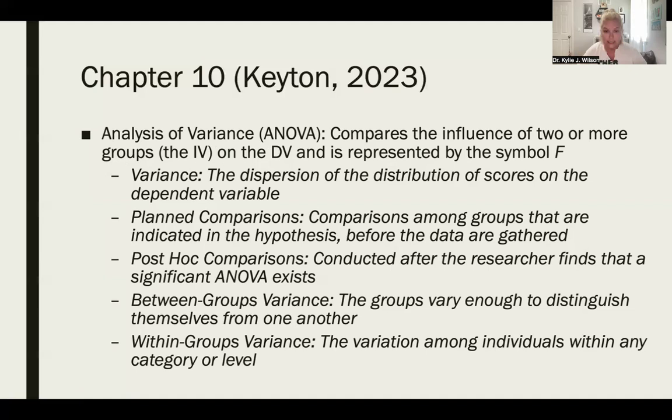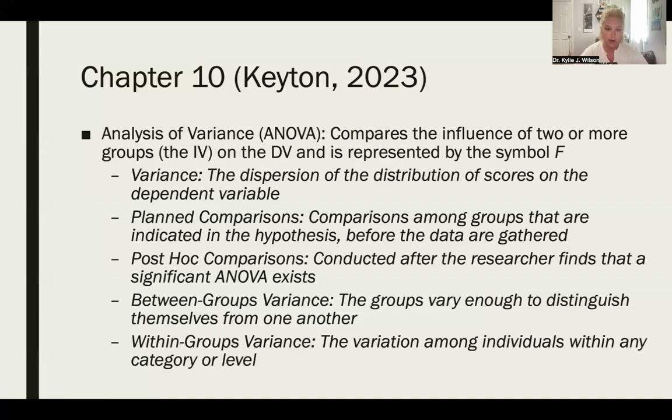We have planned comparisons. These are comparisons among groups that are indicated in the hypotheses before the data is gathered. So a planned comparison, I'm going to say I am going to compare the groups of satisfaction, Taylor with X's, Taylor with Travis, right? I'm telling you that in my hypotheses.